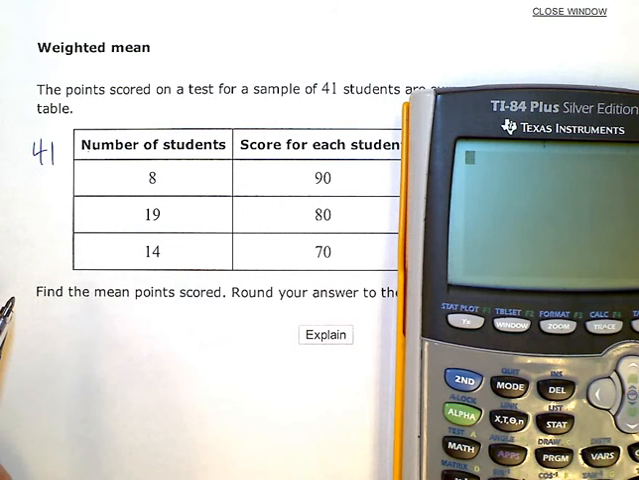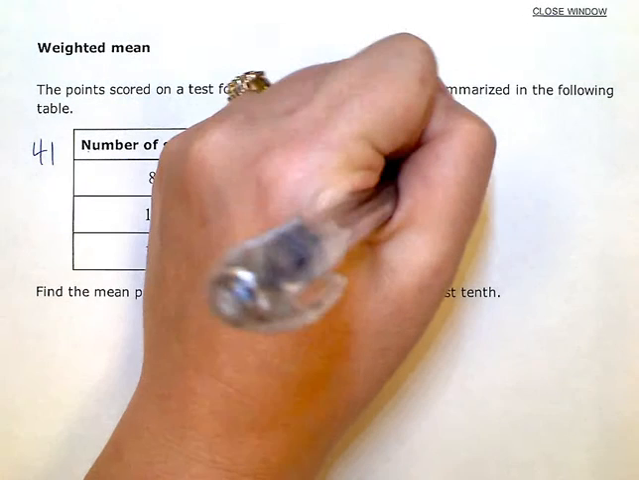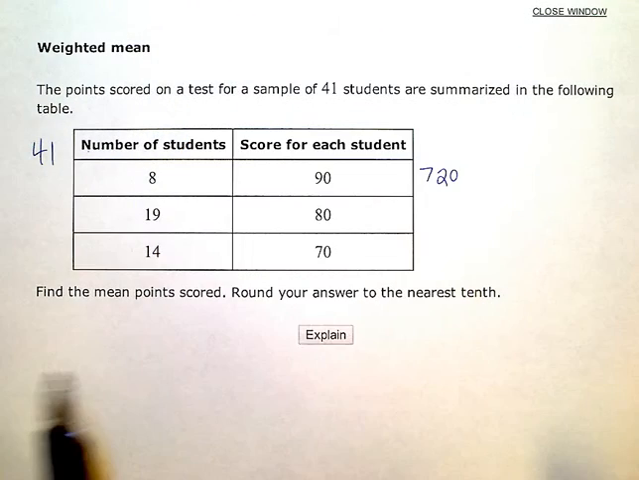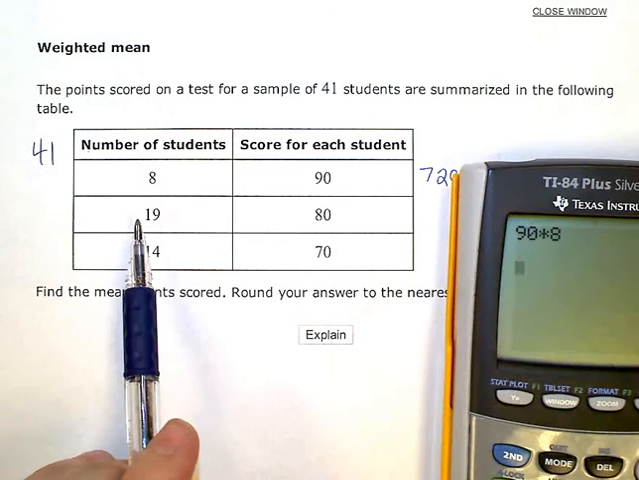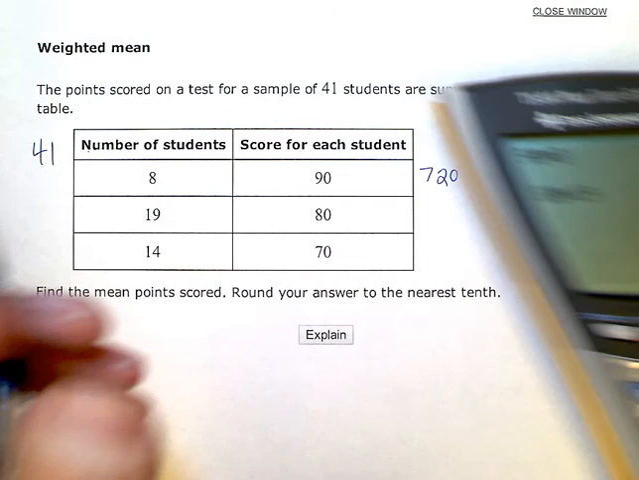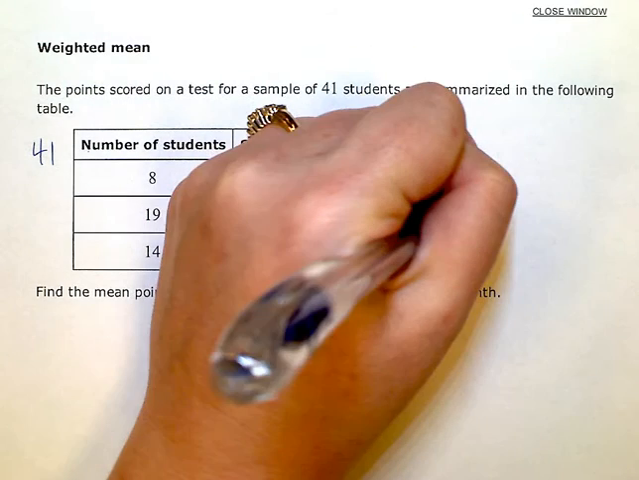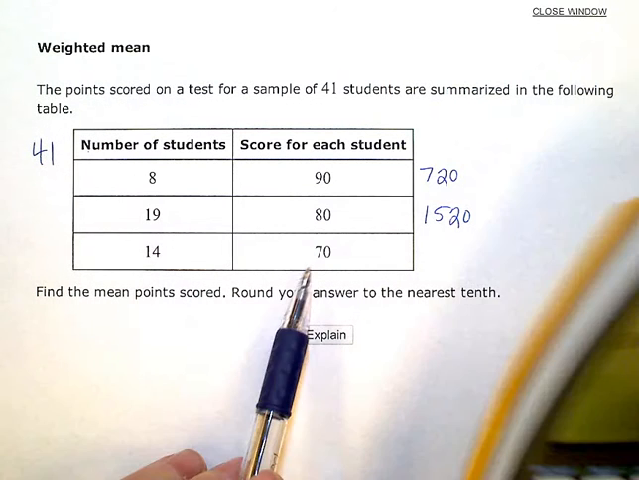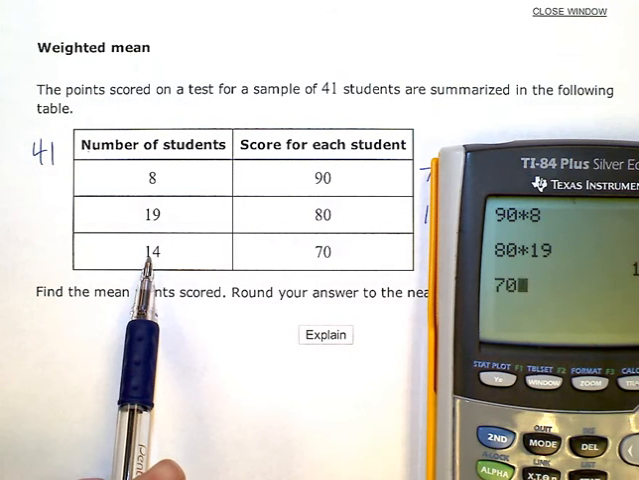So 90 added up 8 times would just be 90 times 8. That gives me 720 here. 80 added up 19 times is the same as 80 times 19. So 1520. And 70 added up 14 times would give me 980.